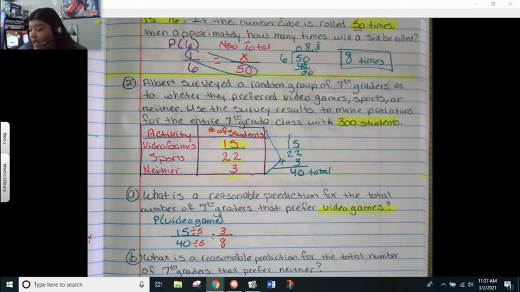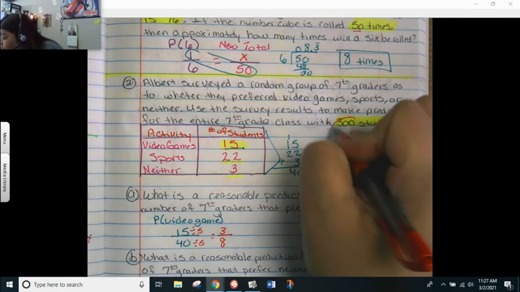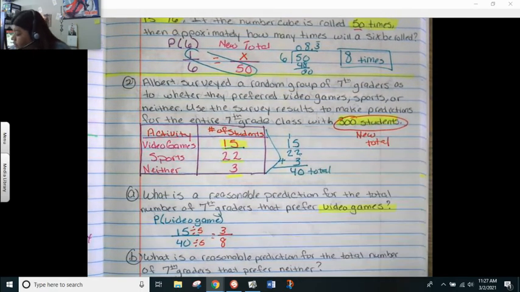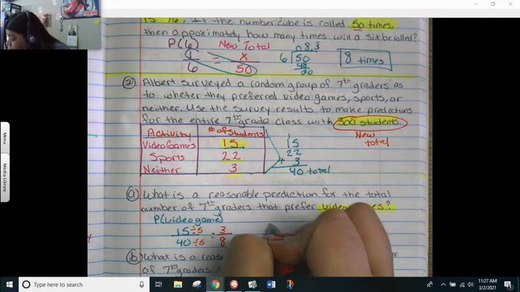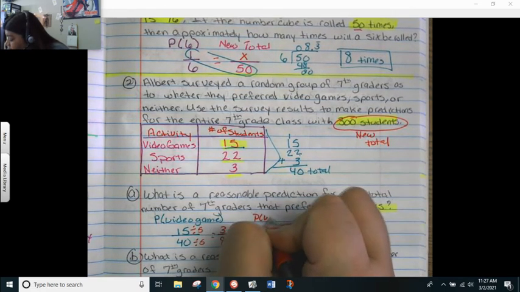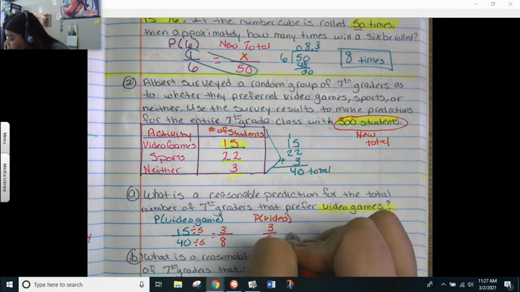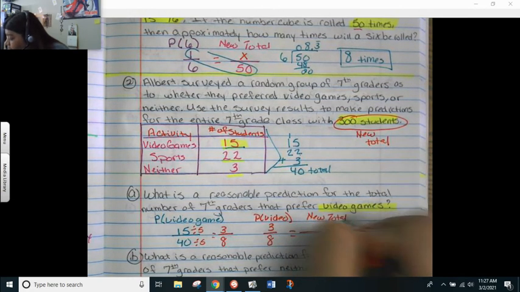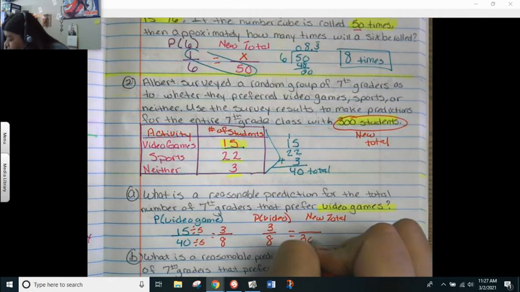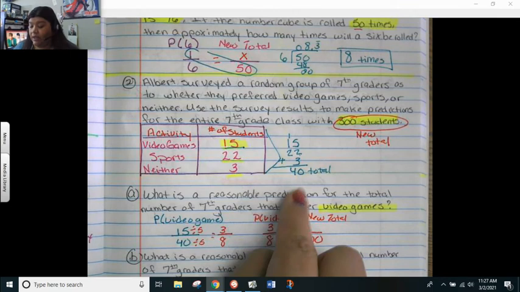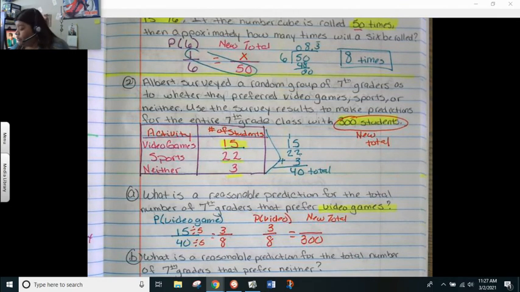But now I have a new total. So this is our new total. So the new total is 300. So we're going to take the 3 out of 8. So there's my 3 out of 8. Okay, this is the probability of video games. And my new total is 300. Because this definitely does not represent 300 kids. It only represents the 40. So we have to use a proportion.